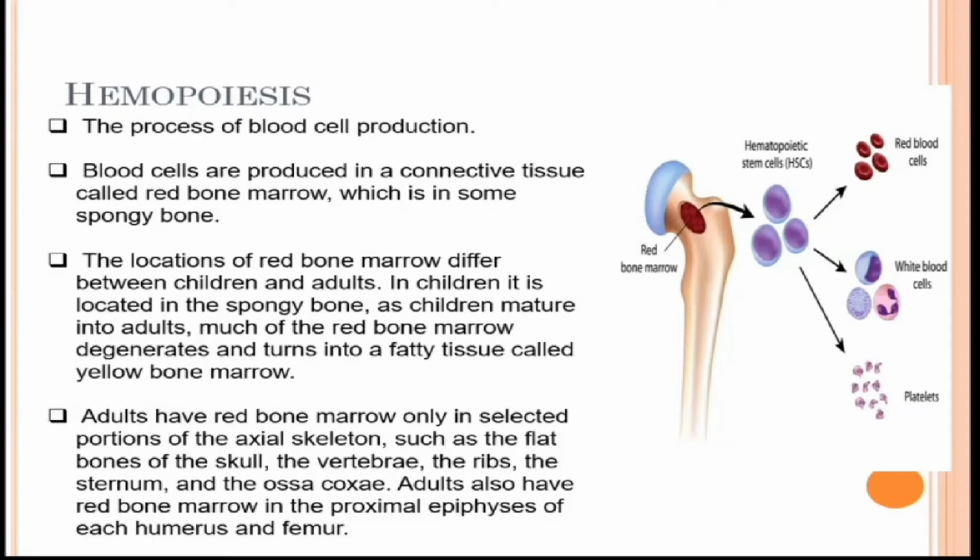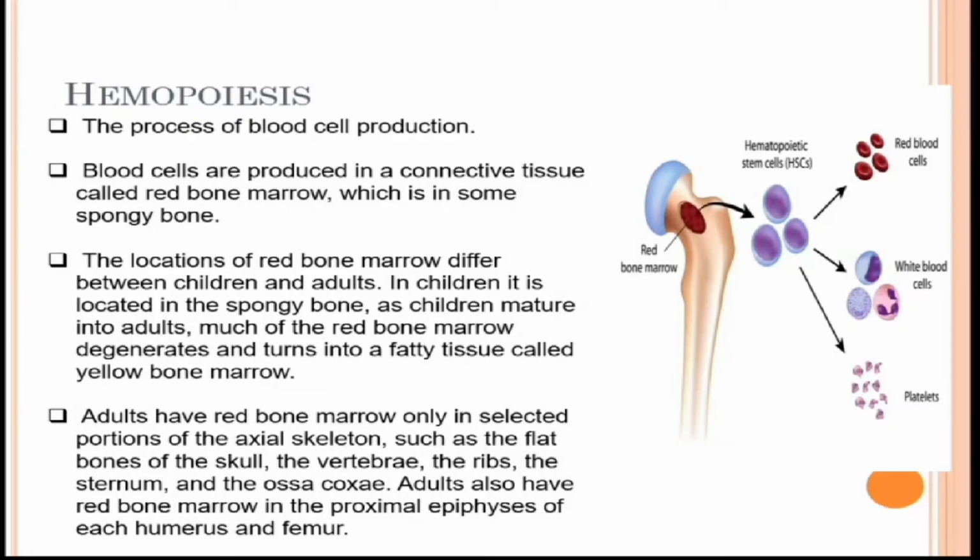When we go ahead, we can differentiate between spongy and compact bones, and other different types of bones. But here you just remember that in children, red bone marrow is present in the spongy bone, and when they mature, that red bone marrow is replaced by another fatty tissue called the yellow bone marrow, and yellow bone marrow cannot produce red blood cells.